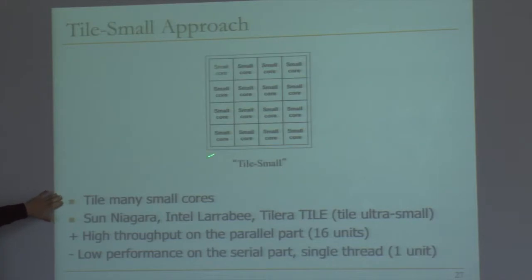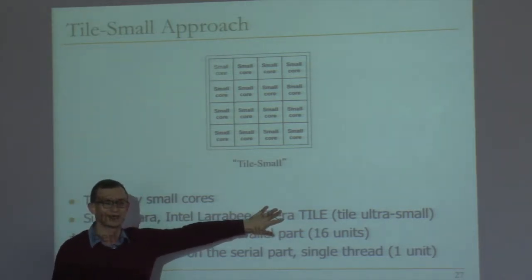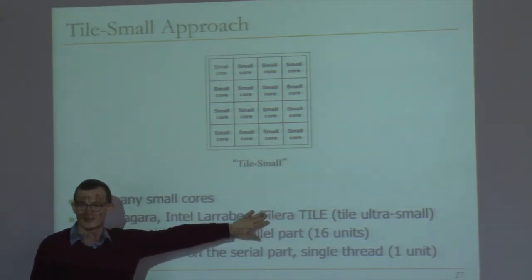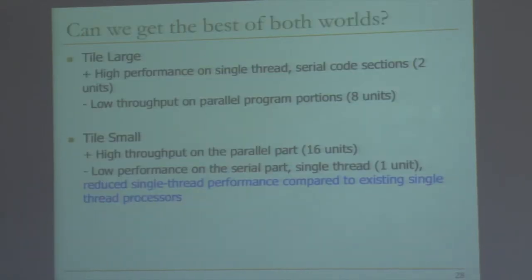The other approach, tile small, basically you tile 16 small cores, just like Sun Niagara did. Well, in this case, we have an area budget of 16. That's why I show 16. Intel Larrabee did this also. Tilera tile, actually this is ultra small. This is even wimpier than Niagara's cores, if you look at the specification. The biggest upside of it is you get high throughput on the parallel part. You get 16 threads running at the same time. But you get low performance on the serial part, on the single thread. You get one unit of performance, right? Because there is no better core to run that thread on. And you cannot get the best of both worlds if you do that.